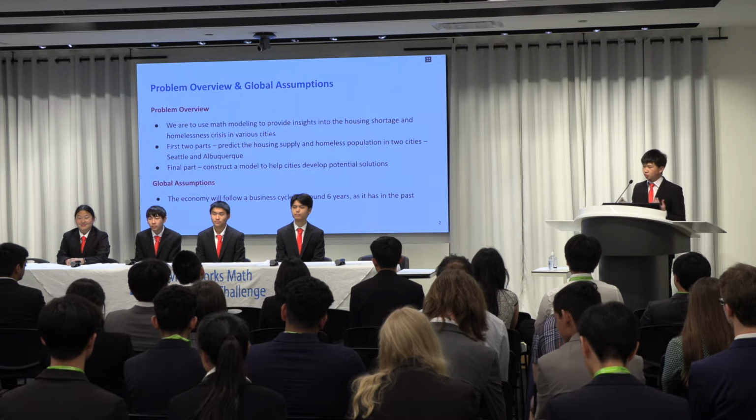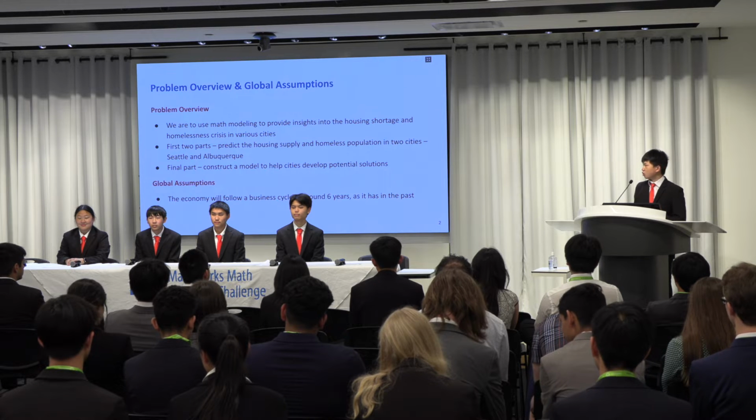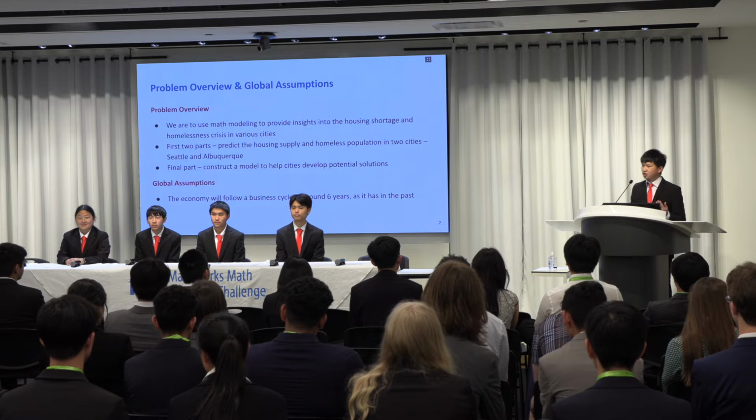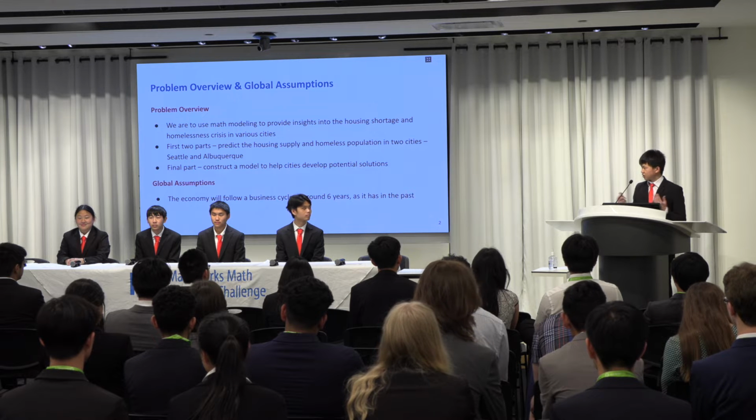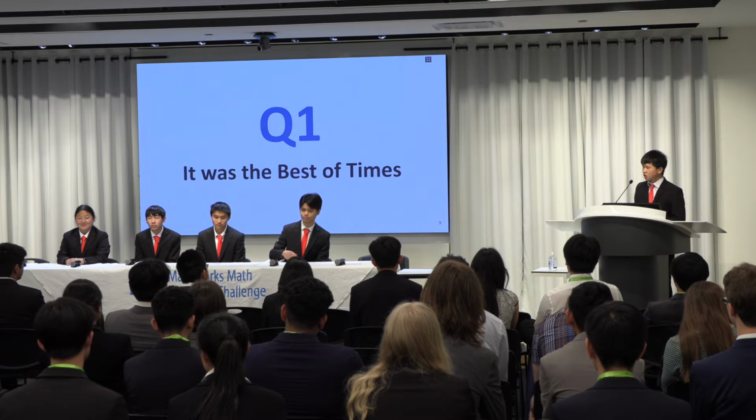One thing we assume throughout this problem is that the economy will remain roughly stable as it has in the past, where it follows a business cycle of around 6 years. In this assumption, we pretty much assume that real GDP will grow roughly linearly. And now I'll pass it off to Jonathan, who will present Q1.